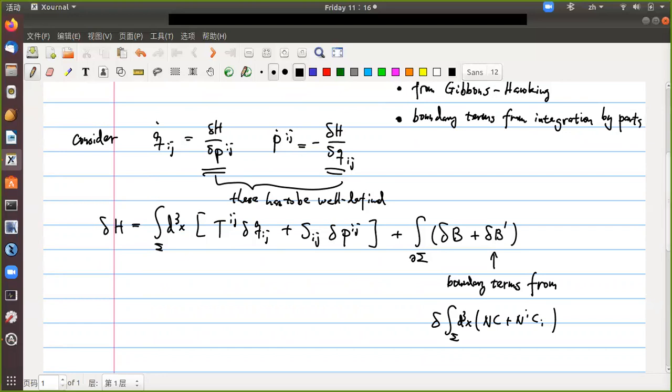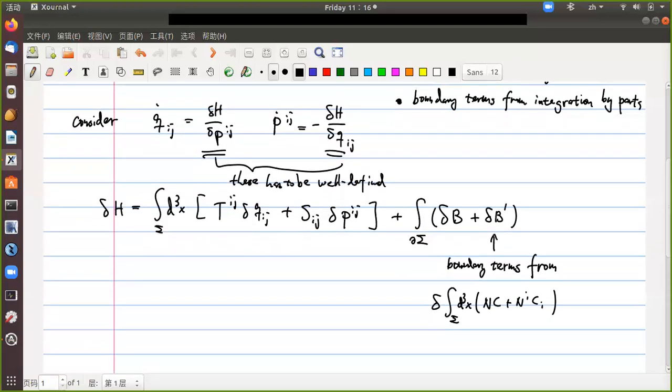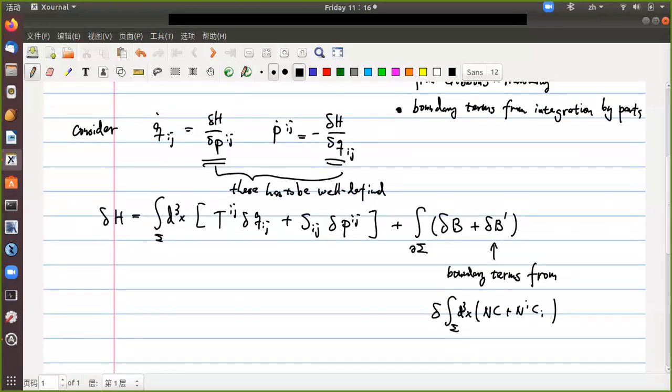Just like your previous experience with variation of the action, if you do the variation and try to write the variation of the functional in this form, you definitely extract lots of boundary terms, because you have to do lots of integration by parts. Each integration by parts gives you a boundary term. This is the origin of this delta B prime.